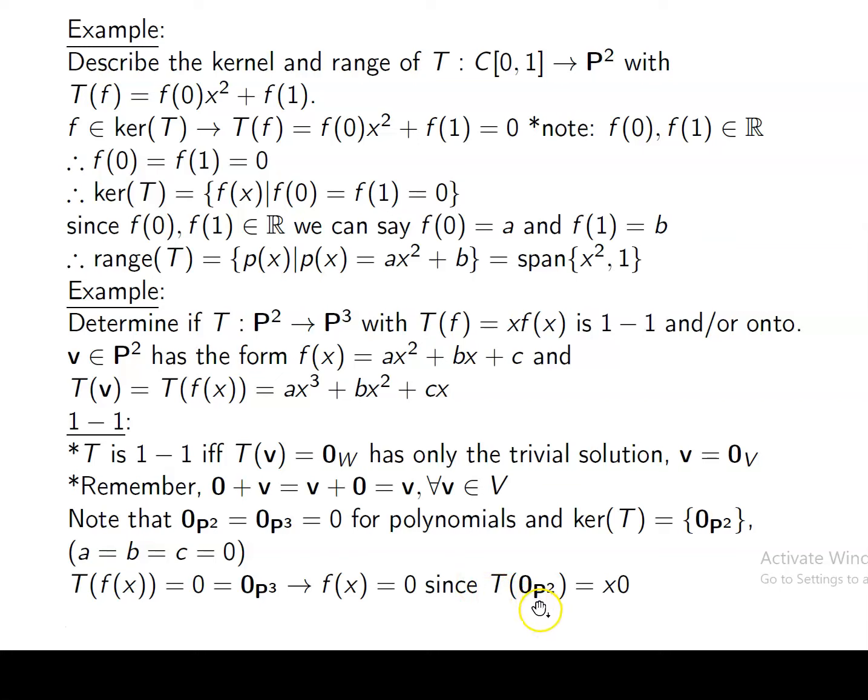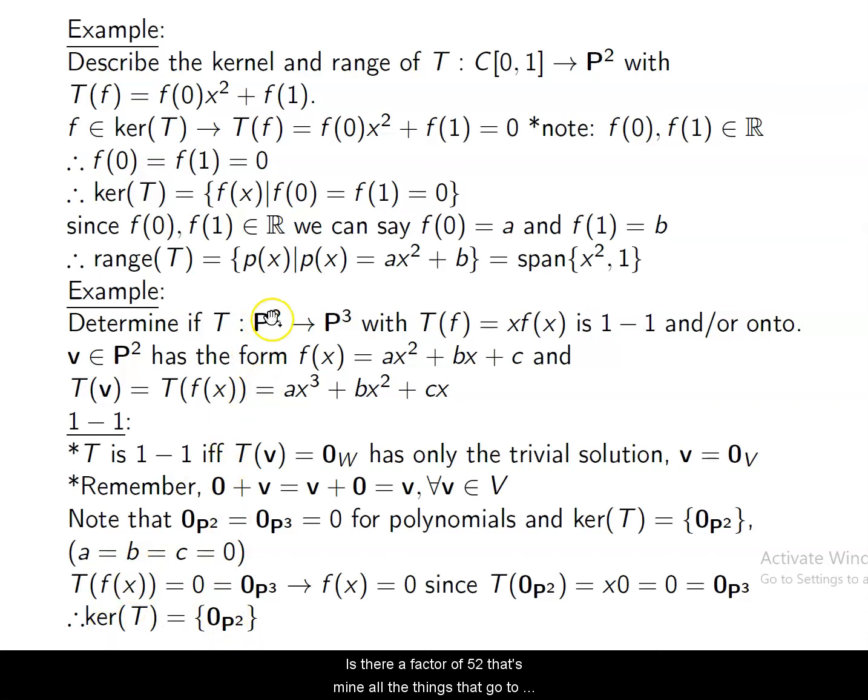Right? Since the zero vector here is as follows. So if I transform the zero vector, that means that I'm multiplying 0 times x, because that's what my transformation is, which will give me out 0, which is this. And that's the only way to get 0 out in P3 by plugging in the zero vector of P2. Okay. Therefore, the kernel of T is the zero vector of P2. That's all the things that go to the zero vector here is the zero vector of my domain, right?